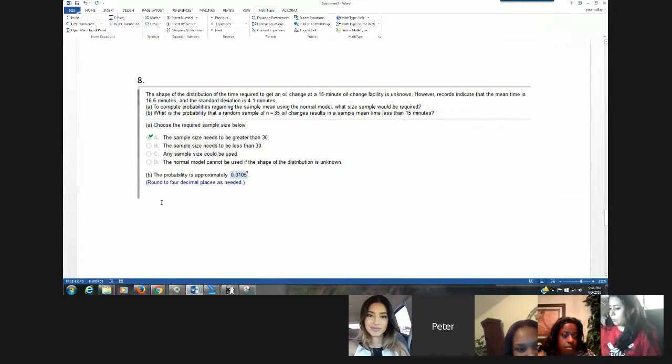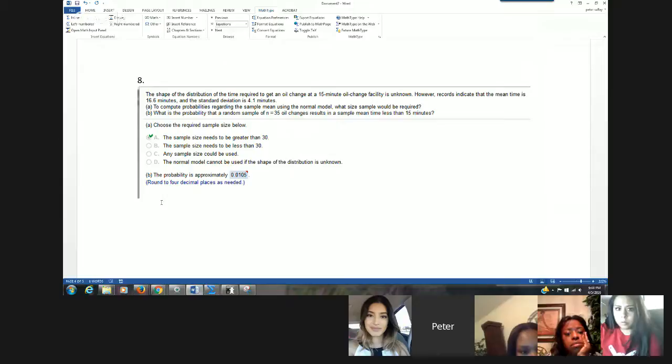Number 8, the shape of the distribution of the time required to get an oil change at a 15-minute oil change facility is unknown. However, records indicate that the mean time is 16.6 and the standard deviation is 4.1. To compute the probabilities regarding the sample mean using the normal model, what sample size would be required? Just straightforward, the magic number for sample size is 30.